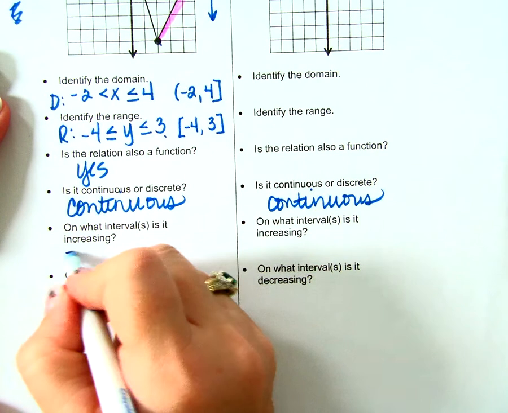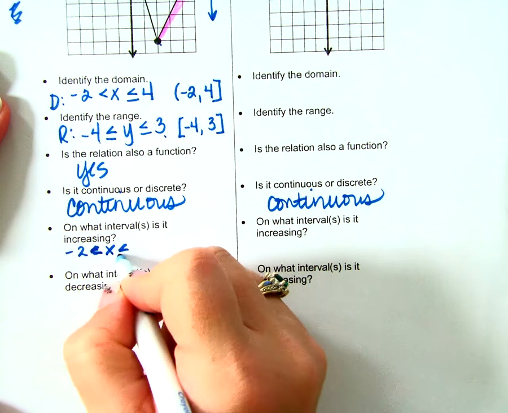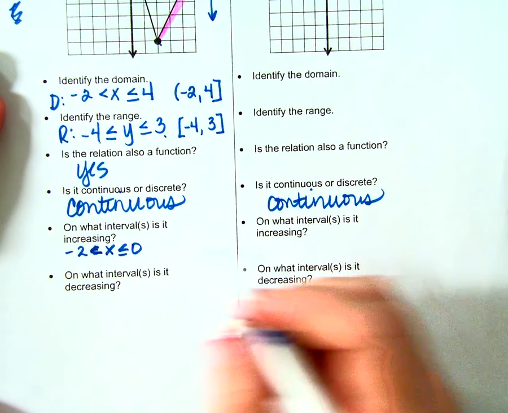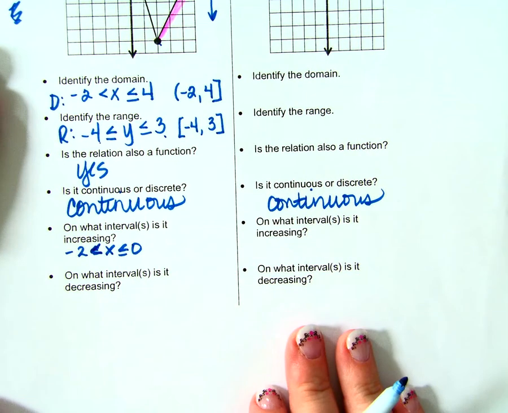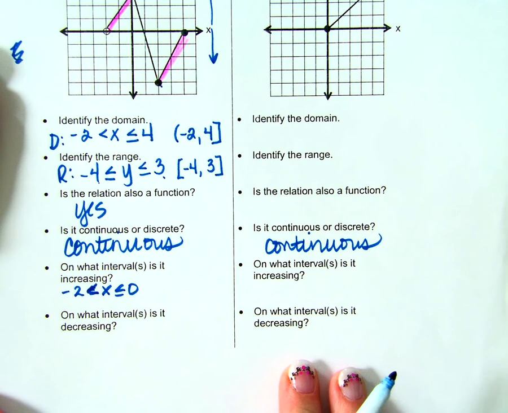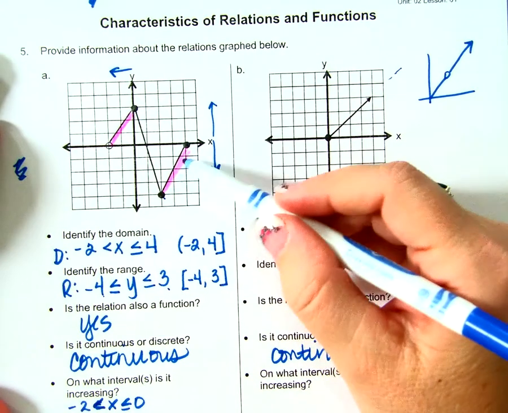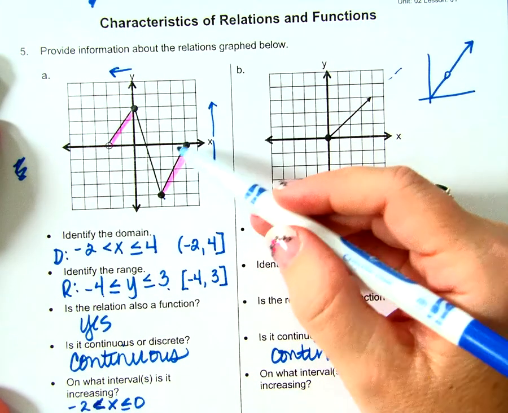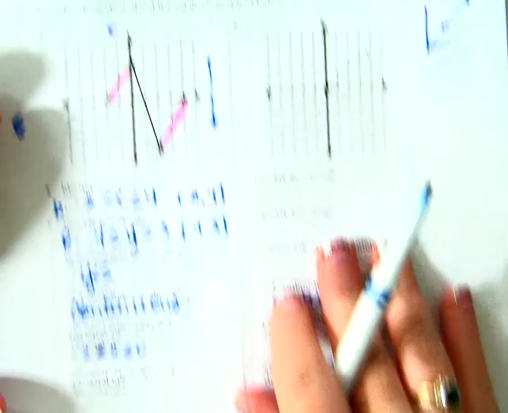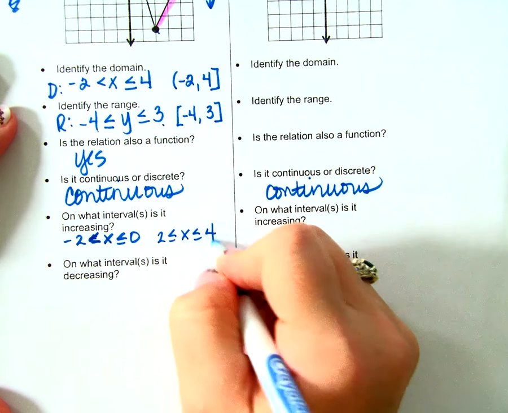So from -2 to 0. Does that make sense? Then tell me what the other interval is that it's increasing on. This colored in part? 2 to 4, right? 2 to 4.